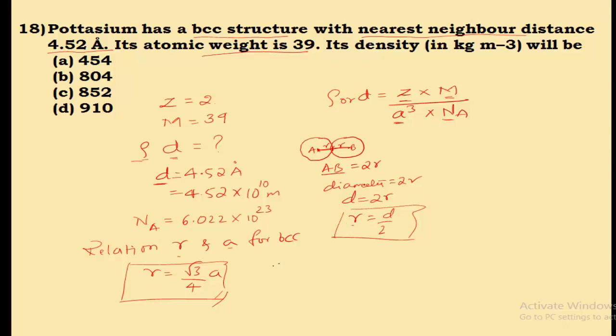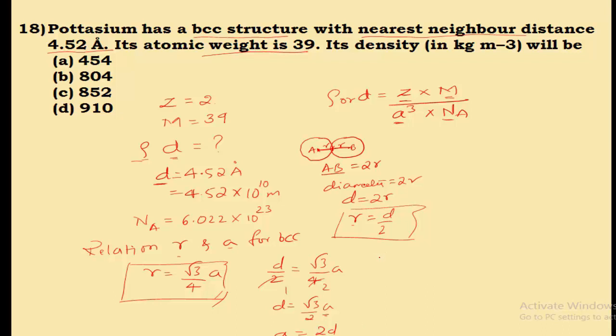So instead of R, I will write it as D by 2 is equal to root 3 by 4 into A. Now, 2 ones are 2, twos are... Simplify this. What you will get? D is equal to root 3 divided by 2 into A. But I want the value of A. So A becomes A is equal to 2D divided by root 3.